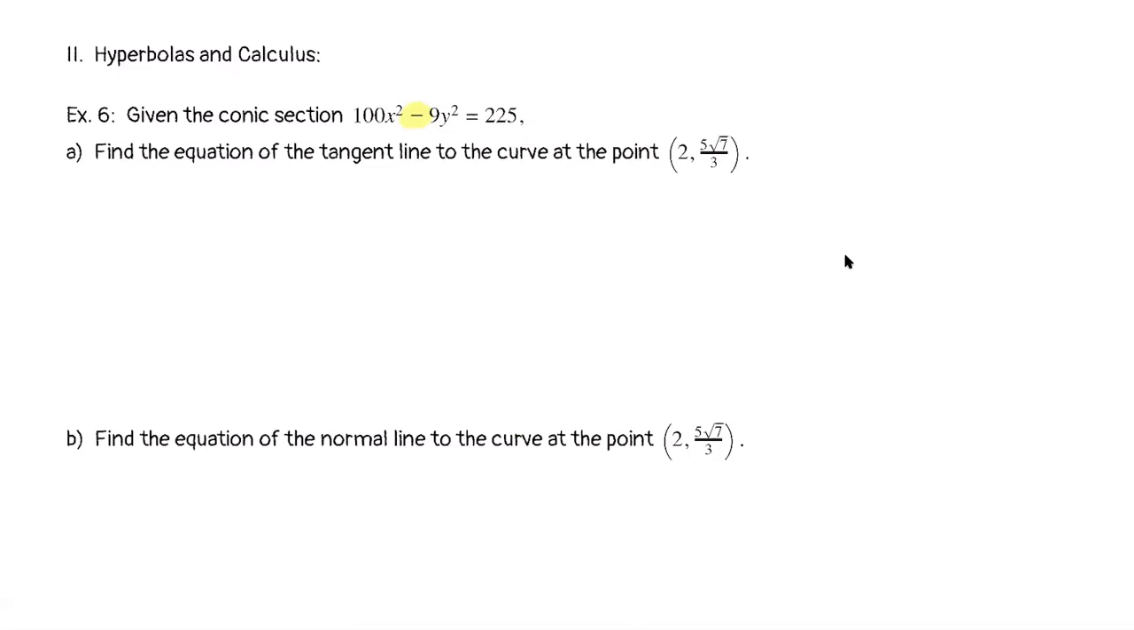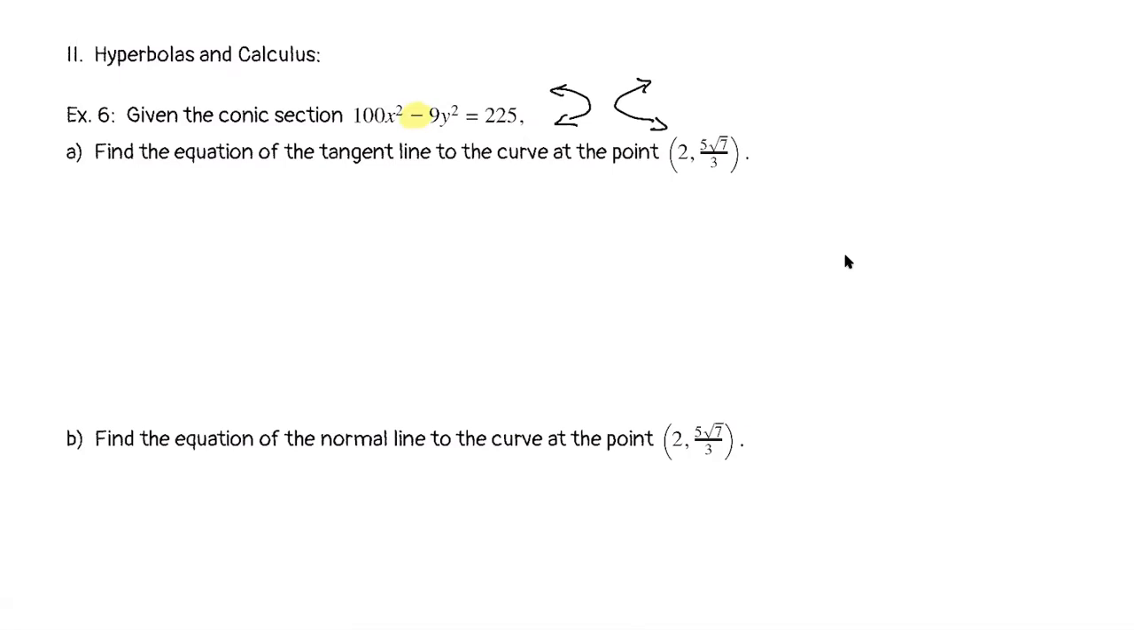And more specifically, I know that this is a hyperbola that opens side to side because the x squared comes first, okay? So I don't need much more than that to answer the question. I don't even need that to answer the question, but I want us to think about what we are doing here. When we're finding these tangent lines, what does that look like for us, okay?